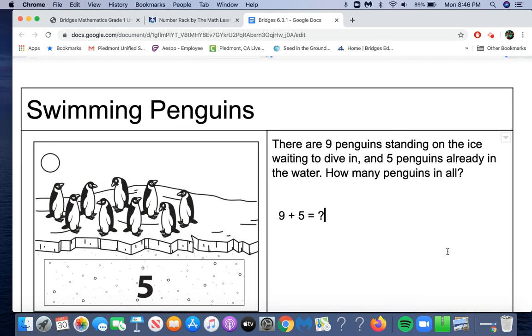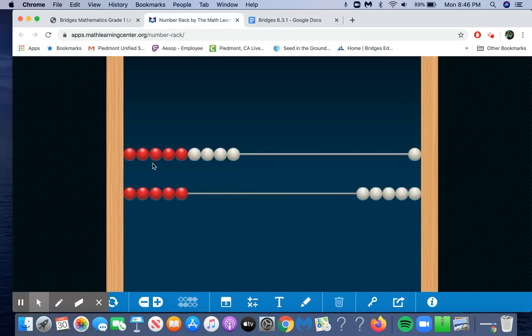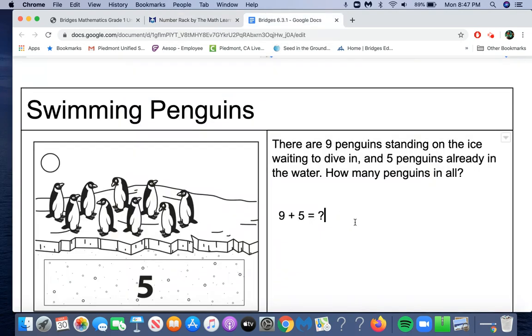Is that what you got? 9 plus 5 equals what? And did you come up with the number 14 with a 10? 9 plus 5 turned into a 10 plus 4 problem? Is that how you solved it? Okay. So let's write the answer. The answer is 14.